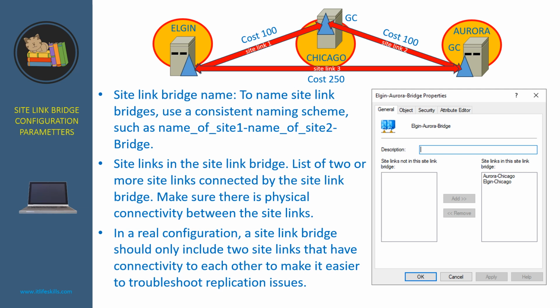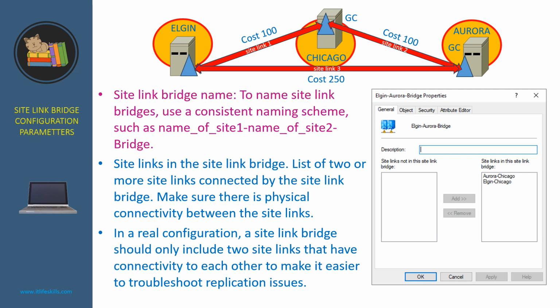Next, we should check to see if we should configure site bridges. As you may know, site bridges are used to connect sites together so that the relationship can be transitive. To configure a site bridge, we should prepare two parameters. The first parameter is site bridge name.